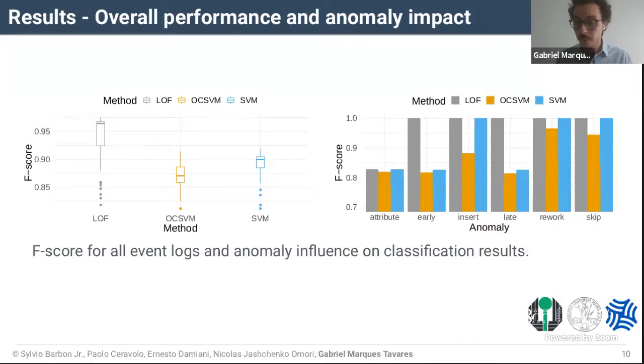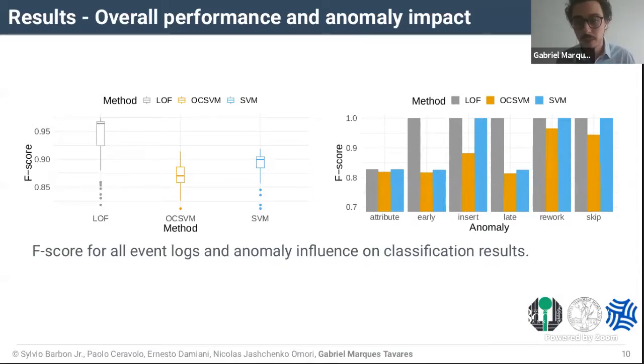As a second group of anomalies, we can see early and late anomalies, where the SVM performance decays a little, but LOF still maintains a high detection quality. This is mainly because the early and late anomalies are a little bit harder to be detected. Not that they are not anomalies, but they affect the control flow more subtly. The activities are still being executed, though in the wrong order. So they are still in the trace composition, but they are subtle because there's just a change in the position.